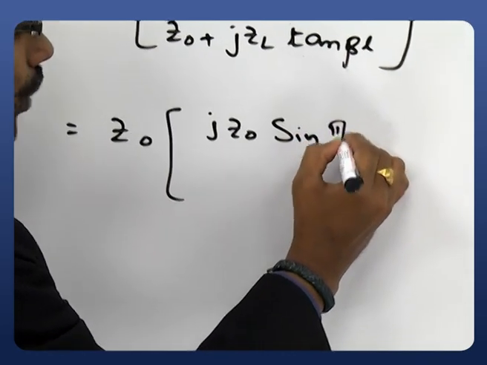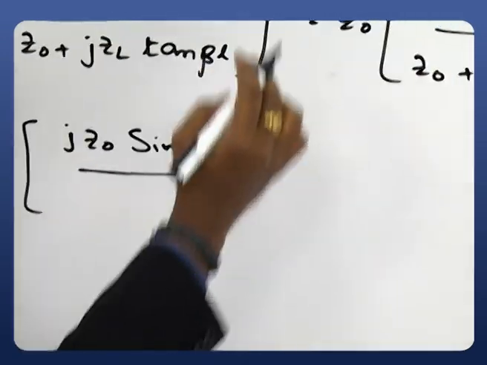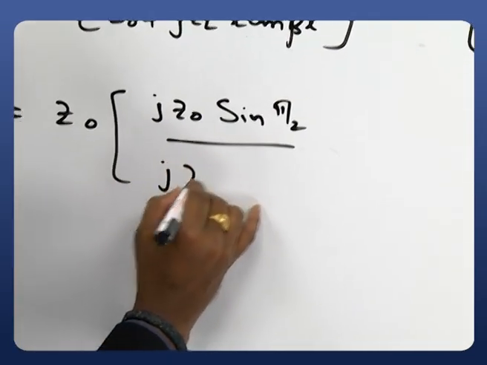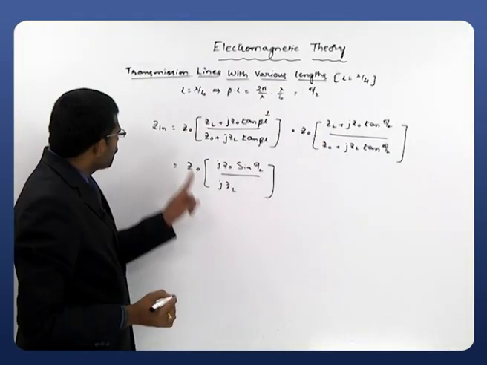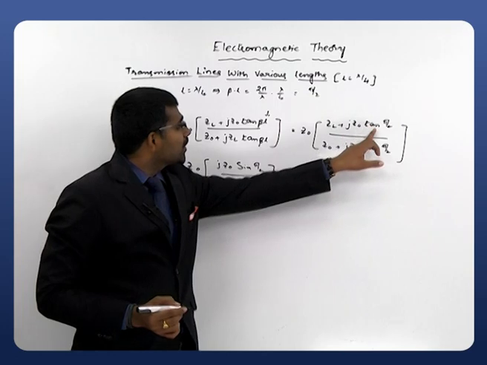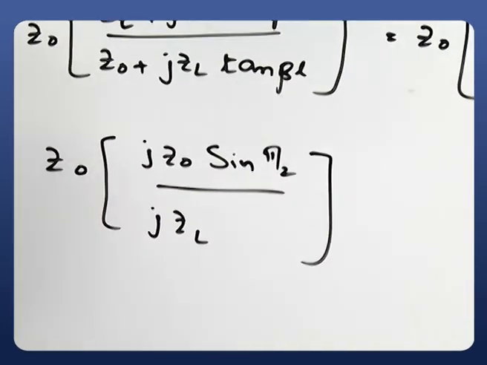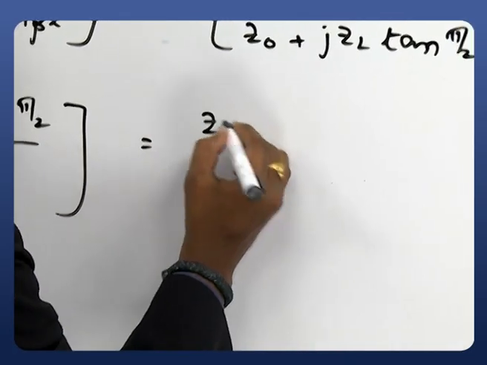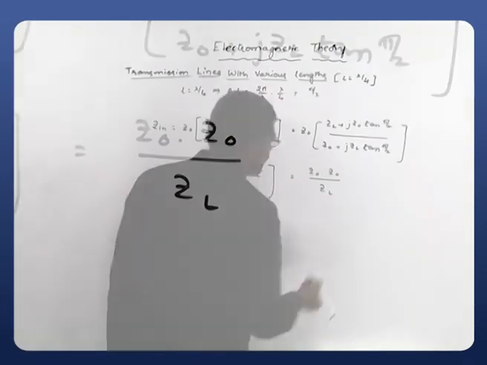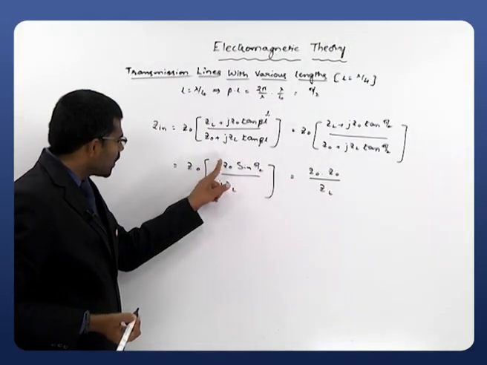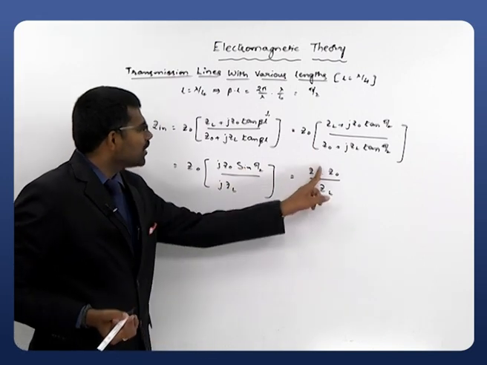Sin pi by 2 is 1, no problem, directly write down that sin pi by 2 here. The first term now becomes 0, so the term left for us is just jZL. After simplification of this term, what you will get is Z0 into jZ0 divided by jZL. Directly I will write that as Z0 into Z0 divided by ZL. The j's cancel, sin pi by 2 is 1, so Zin is equal to Z0 into Z0 by ZL.